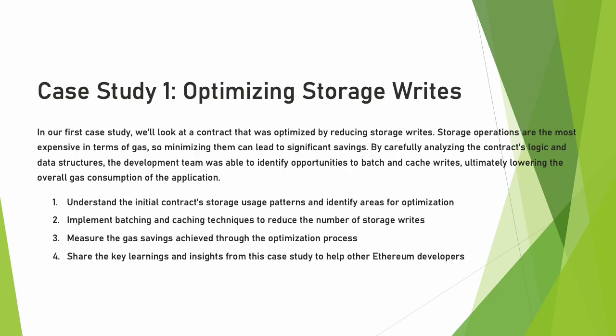Moving on. Here is the first case study, that is optimizing storage writes. This case study focuses on reducing storage writes, the most expensive gas operation. By analyzing contract logic and data structures, the team identified opportunities to batch and cache writes, significantly lowering gas consumption. Key steps include understanding storage usage patterns, implementing batching techniques, measuring gas savings, and sharing insights with other developers.